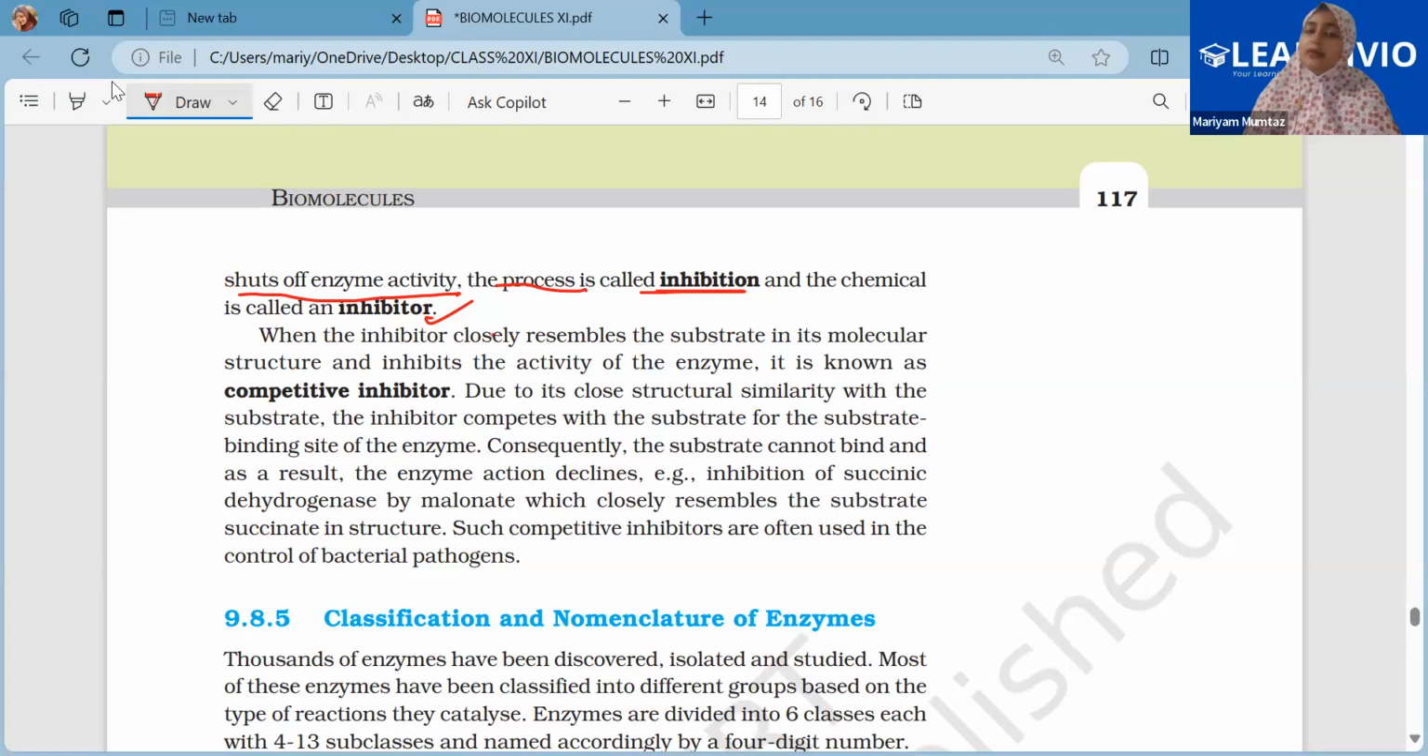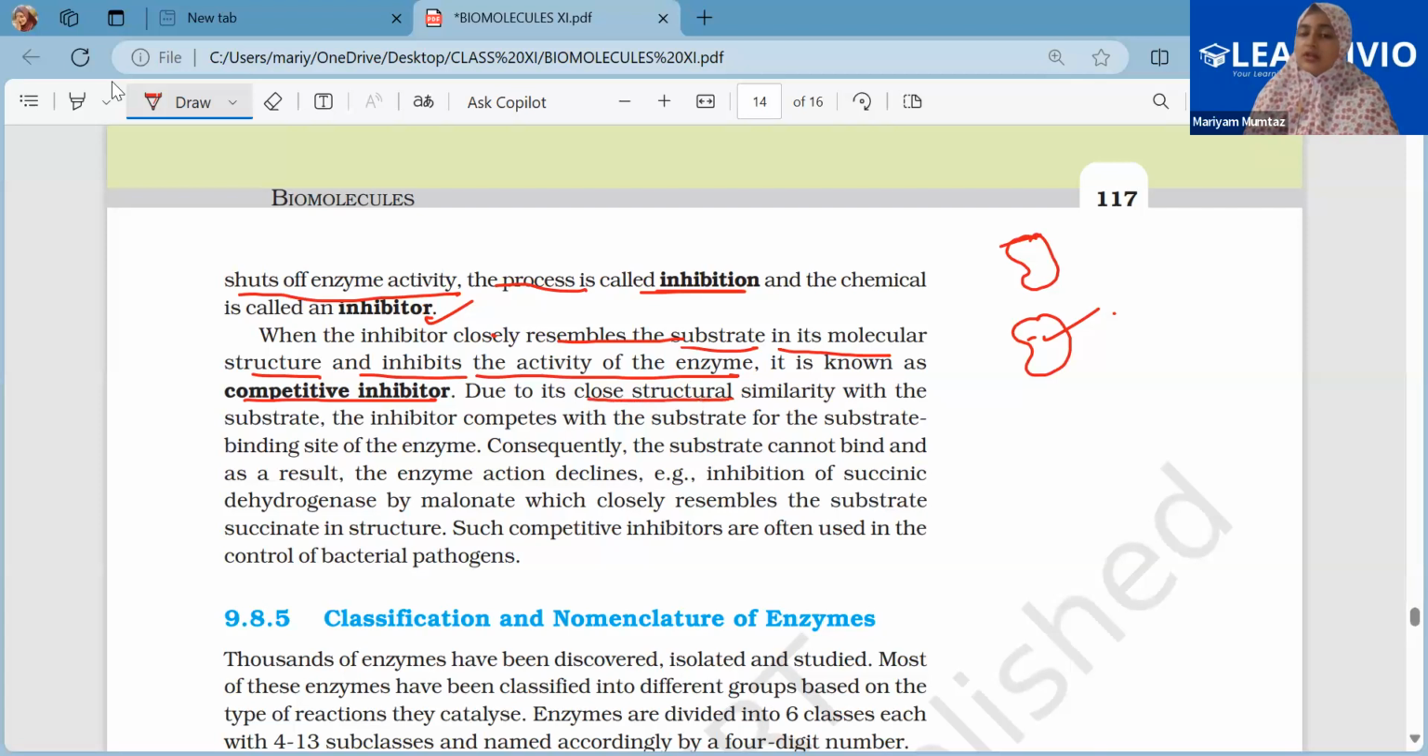Now when the inhibitor resembles the substrate closely in its molecular structure and inhibits the activity of the enzyme, it is known as a competitive inhibitor. For example, the substrate looks like this and so does the inhibitor. So if the substrate does not go and bind to the active site, this inhibitor will go and the enzyme activity will be stopped. So that is competitive inhibition.